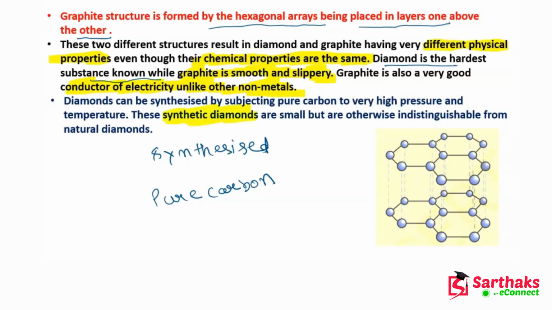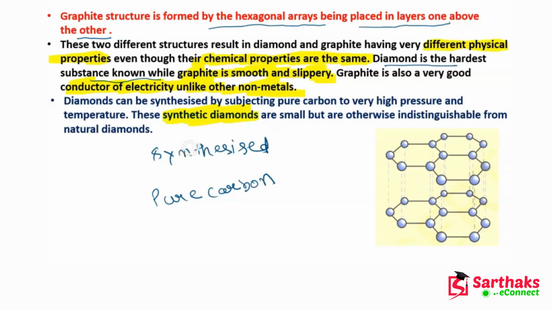This will be known as synthetic diamond. They are very small, but you cannot distinguish between the natural diamond and the synthetic diamond. They are so real. So these synthetic diamonds are small but are otherwise indistinguishable from natural diamonds. I hope guys this is clear to you.